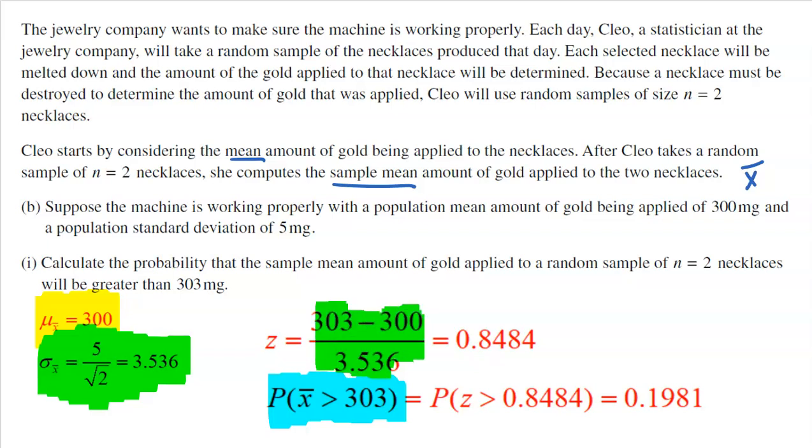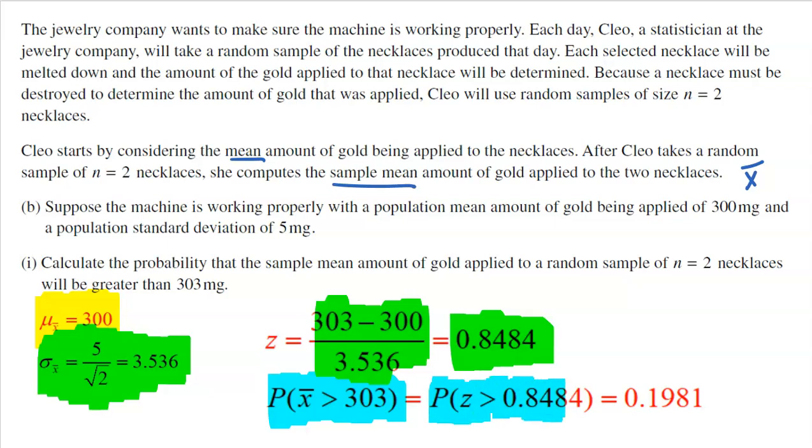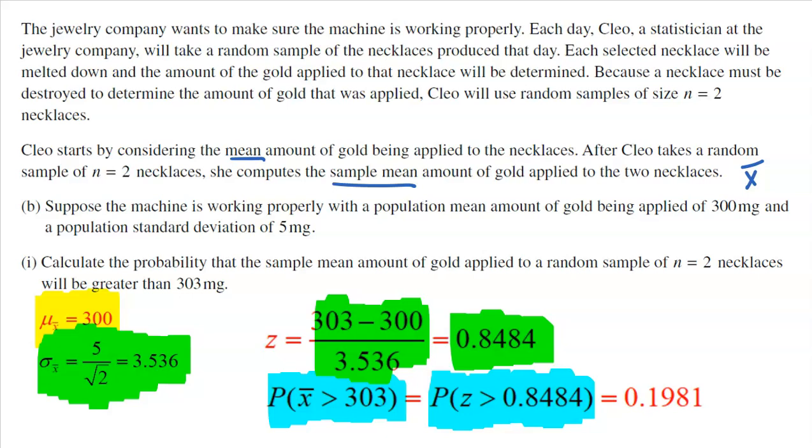There's my work right here for that: 303 minus 300 divided by the standard deviation of the sampling distribution. I got 0.8484. And then again, this is where they do require that you show this: the probability that a mean is greater than 303 is equivalent to a z-score being greater than 0.8484 in the normal model.